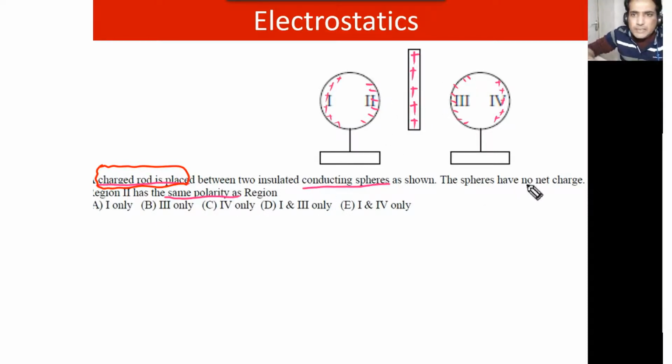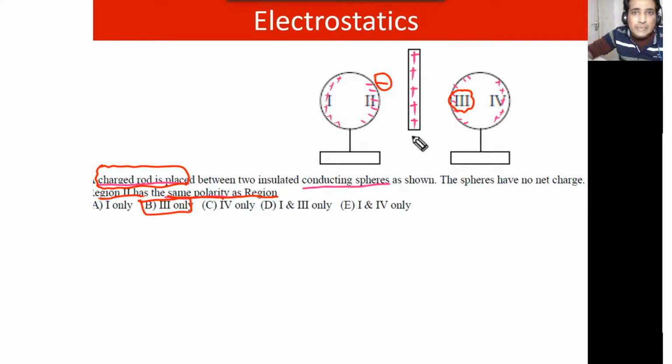Now the question was asking you, region 2 has the same polarity as region. Same polarity means that if it is negatively charged, which side is negatively charged? If this is positively charged, which side is positively charged? This is what the question is asking you. We used a positive charge here, so this will be negative. So which side of this one is negative? So this is negative. So the answer should be B for this one.